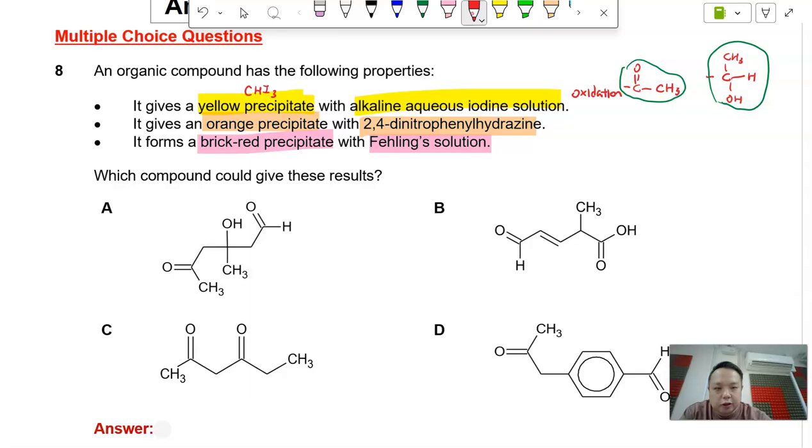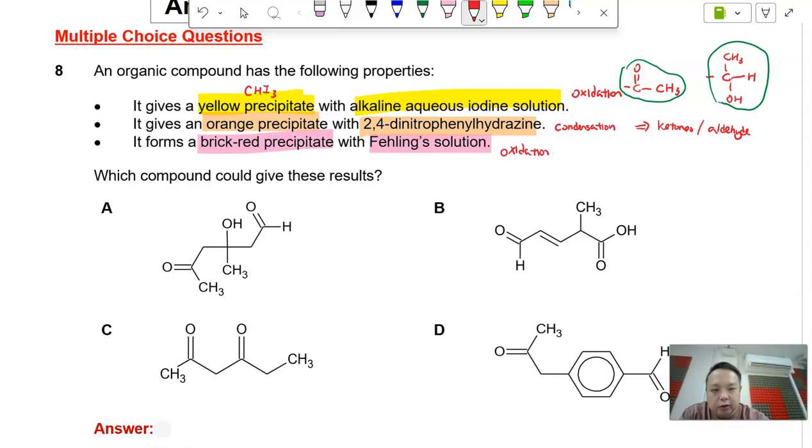For your 2,4-DNPH, again it's a condensation reaction. What does it test for? It tests for all ketones and aldehydes. And last but not least, your Fehling's solution is an oxidation reaction.